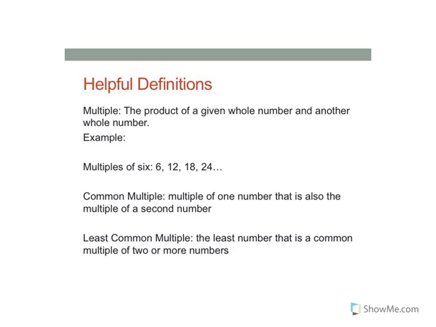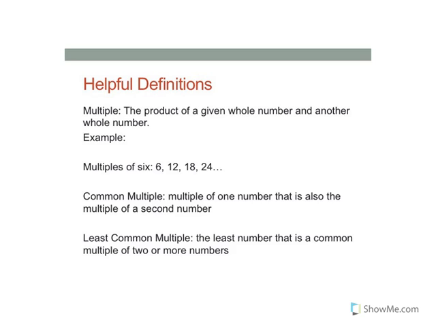As you can see, you're taking the number 6 and multiplying it by 1, 2, 3, 4, and then you would continue to do that to list more multiples. A common multiple is a multiple of one number that is also a multiple of a second number. So for example, if I was comparing the multiples of 4 and 6, I would list maybe the first 6 multiples of 4, the first 6 multiples of 6, and find what multiples they have in common.